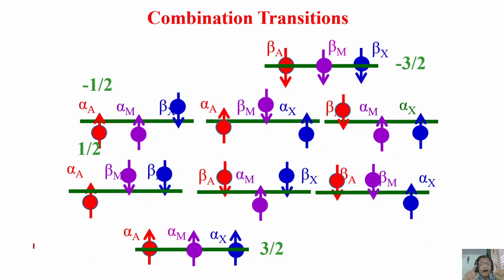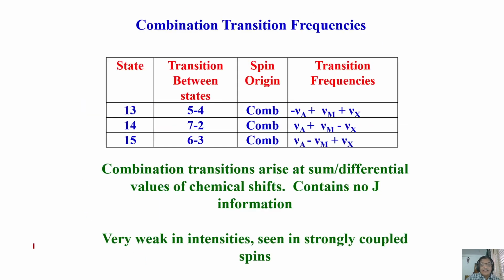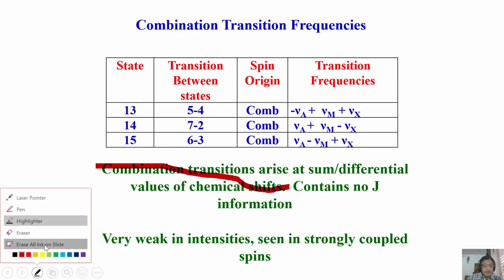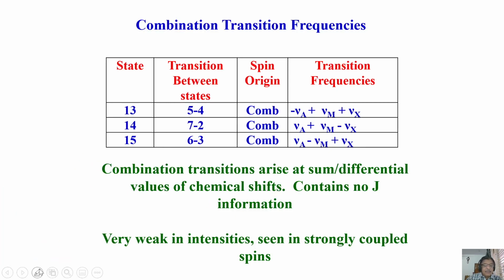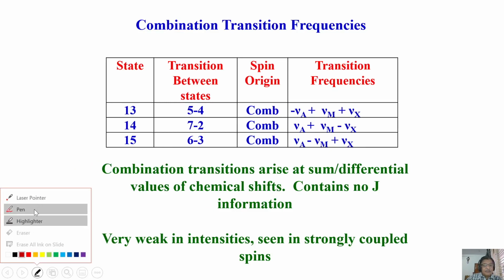In this case, not one spin, all three spins are changing state from alpha to beta and beta to alpha, vice versa. These are combination transitions. Three combination transitions are there. Generally, if you calculate the transition frequency of combination transitions, you can work out that they arise at the sum and difference of the chemical shift positions.